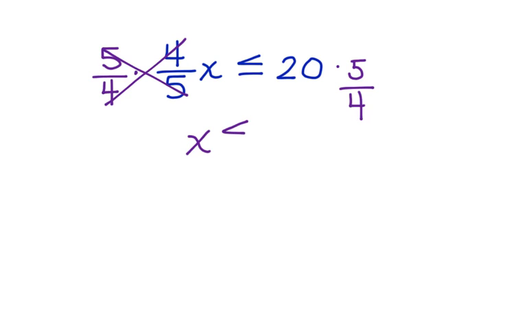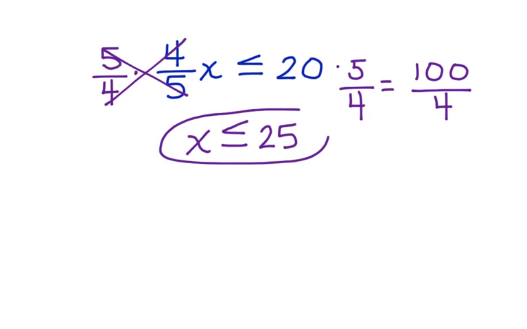X is less than or equal to 20 times 5, which is 100, over 4. 4 goes into 100 25 times. So the solution for this inequality is any value that is less than or equal to 25, because x is less than or equal to 25.